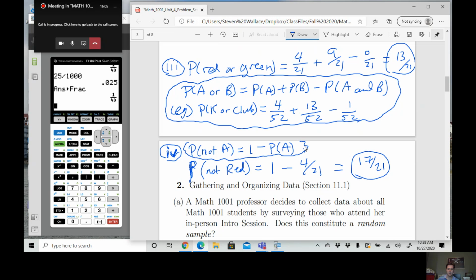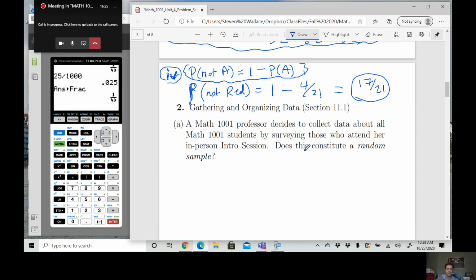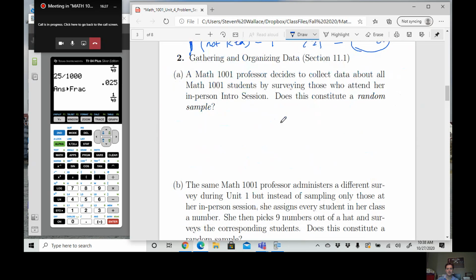And of course, our example of, say, I wanted to get something that wasn't a king. Well, I already know how many kings there are. There are 4 out of 52, which would be the probability of getting a king. So not getting a king when you draw a card would be 52 out of 52 minus 4 out of 52.